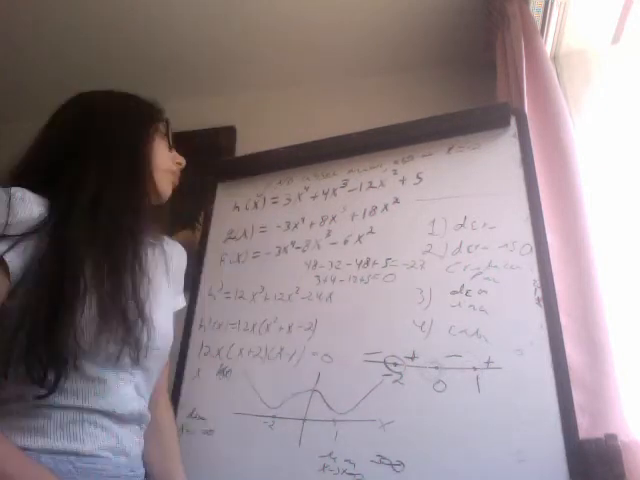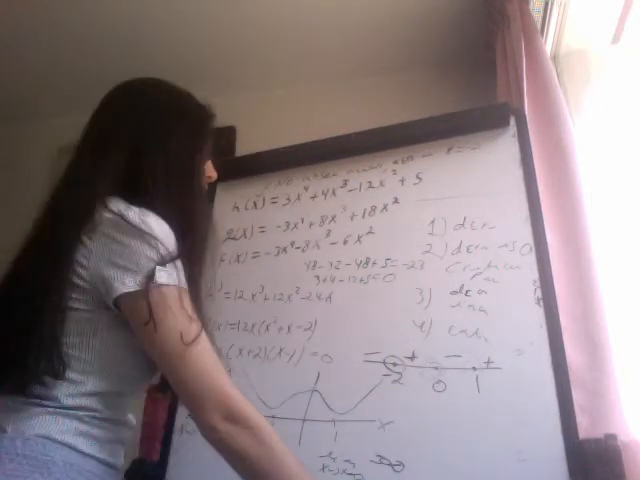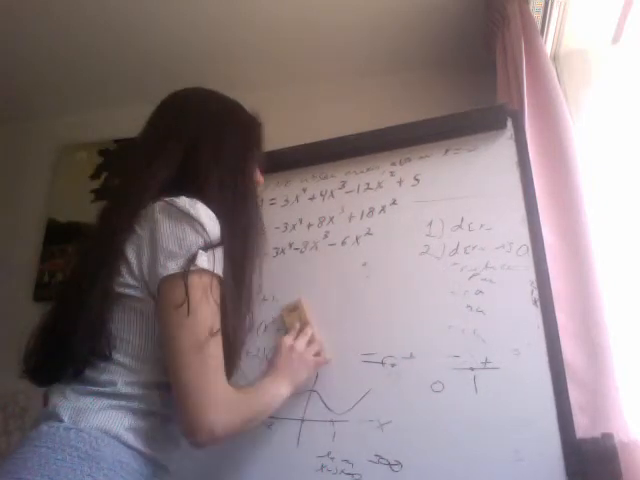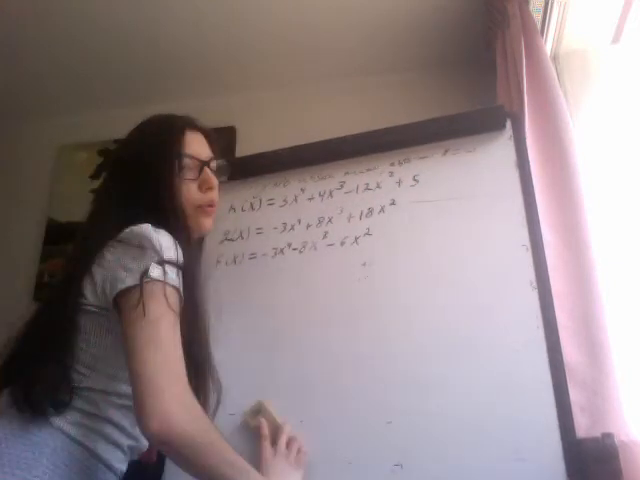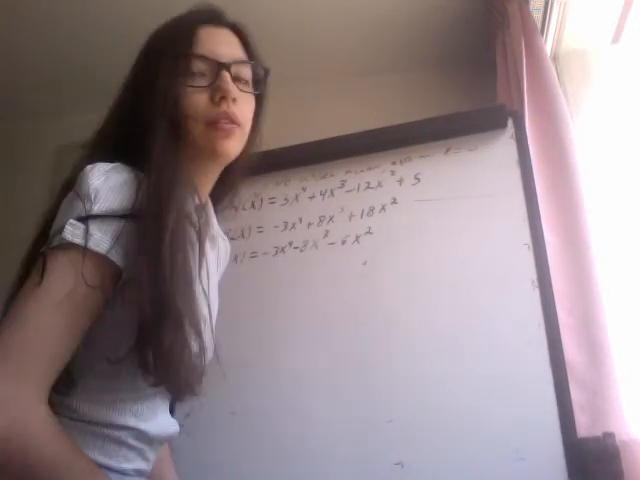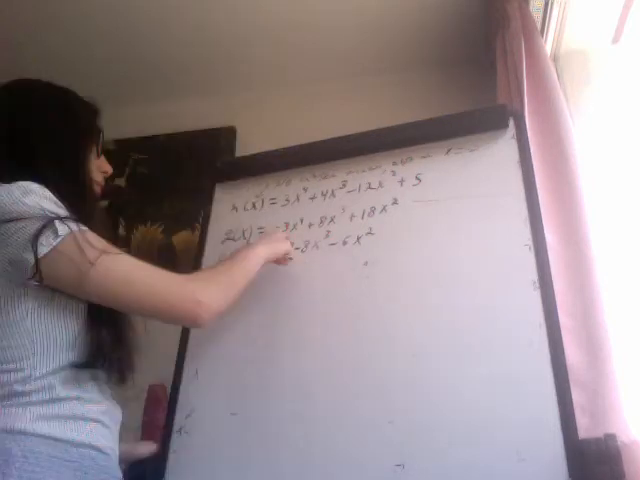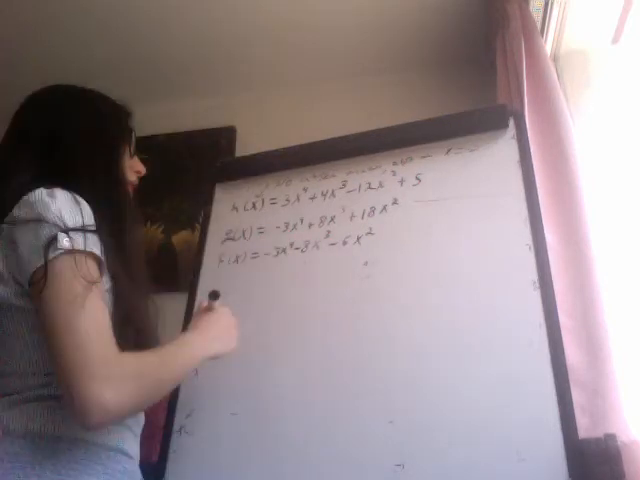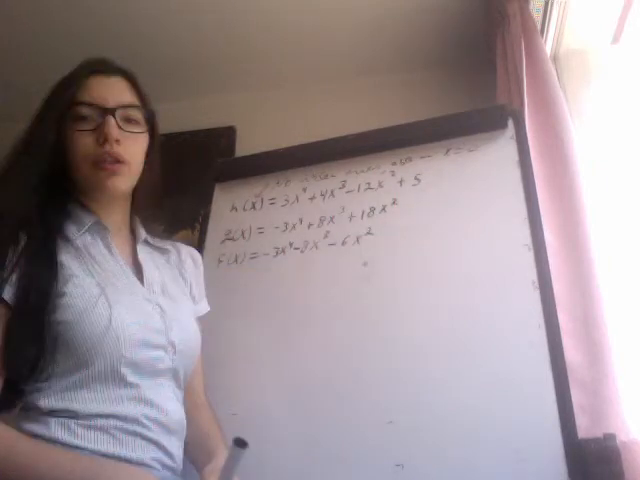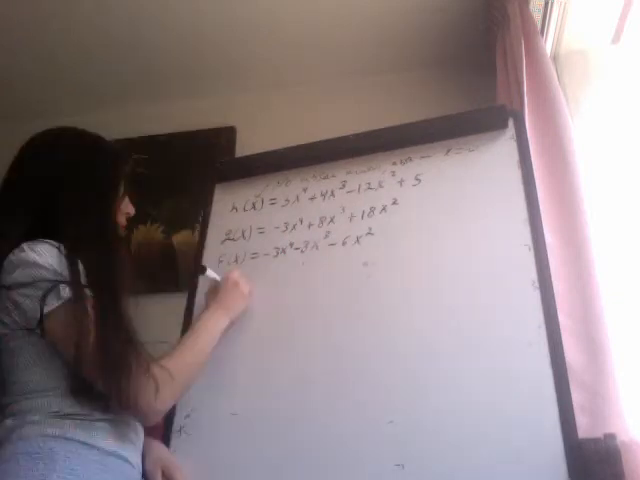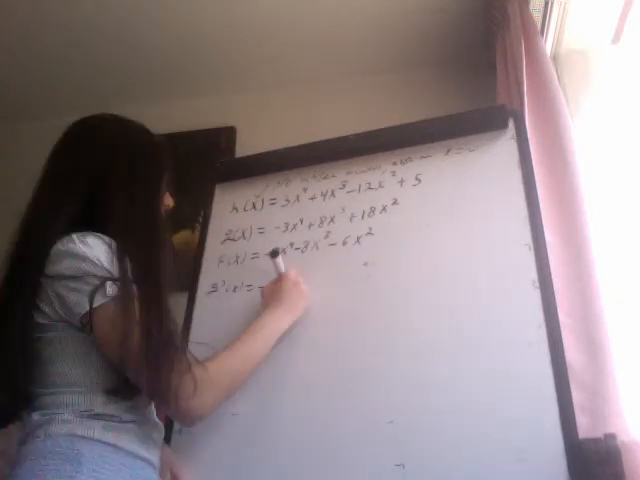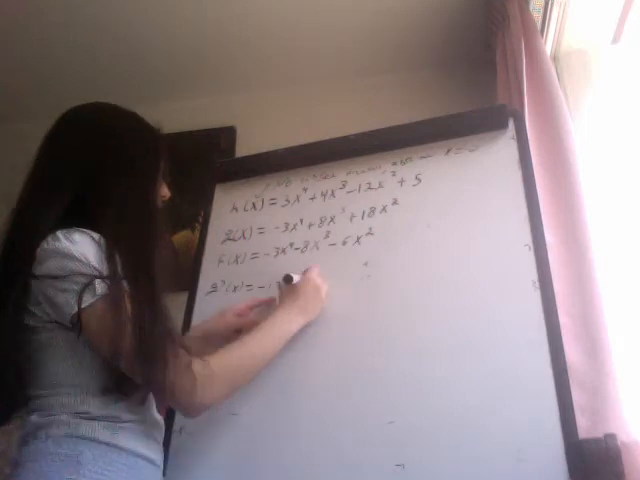Now in the other example, we can do it quickly. So we have g of x equals -3x to the 4th power plus 8x cubed plus 18x squared. If you think you can do it, stop the video now and then continue to see if we have the same result. Alright, so g prime of x would be -12x cubed plus 24x squared plus 36x.